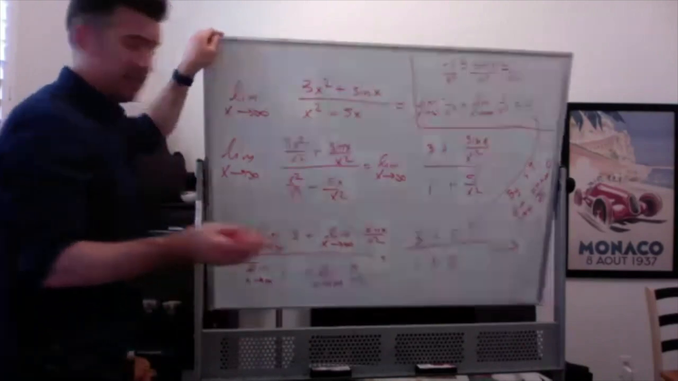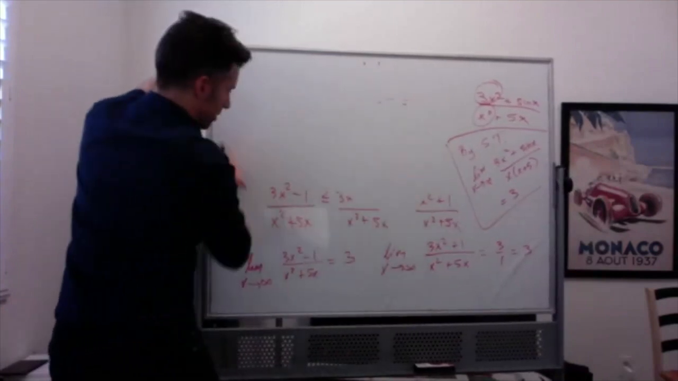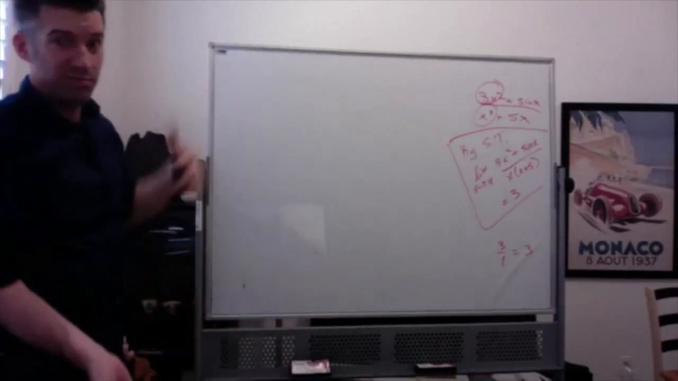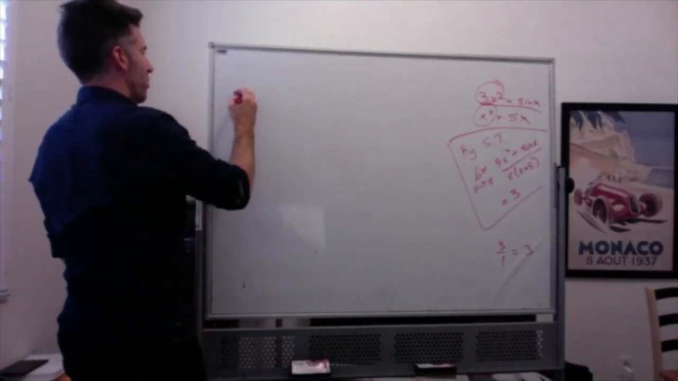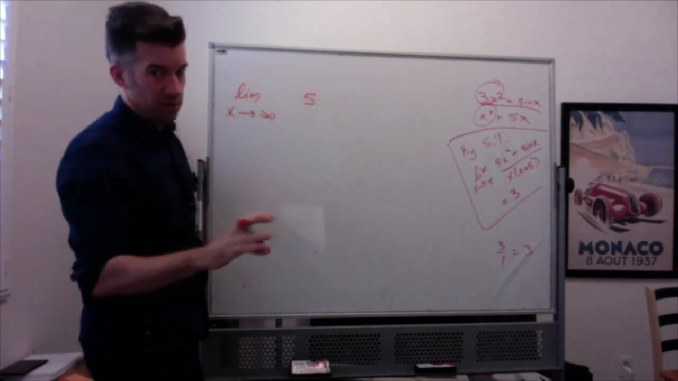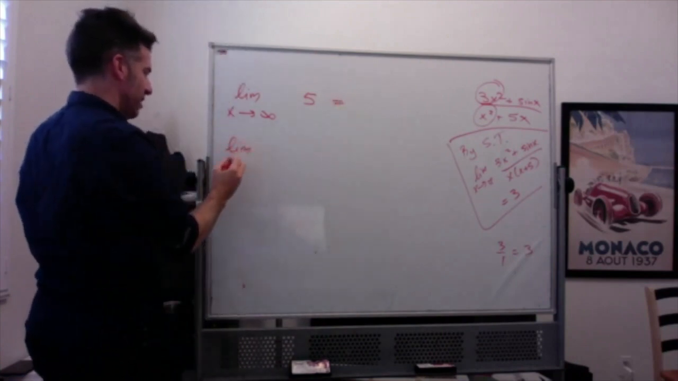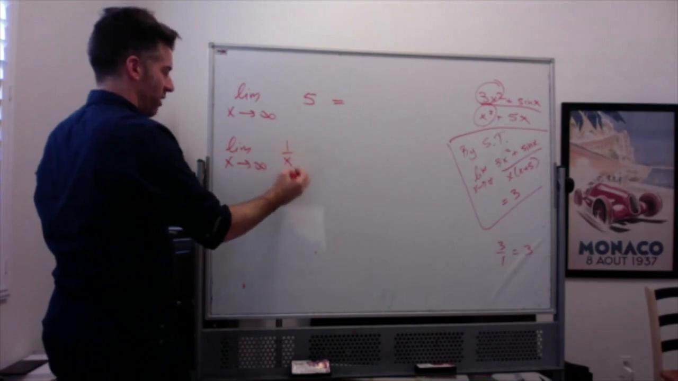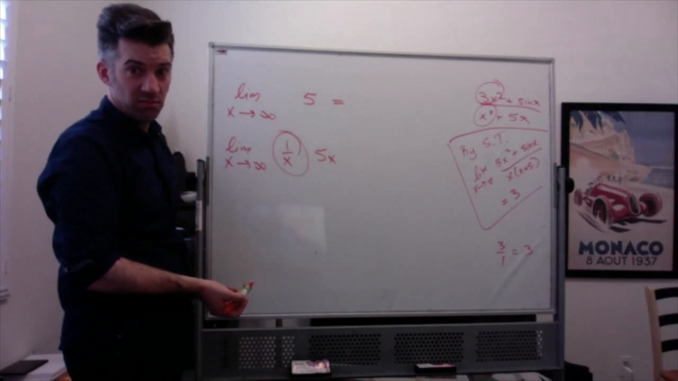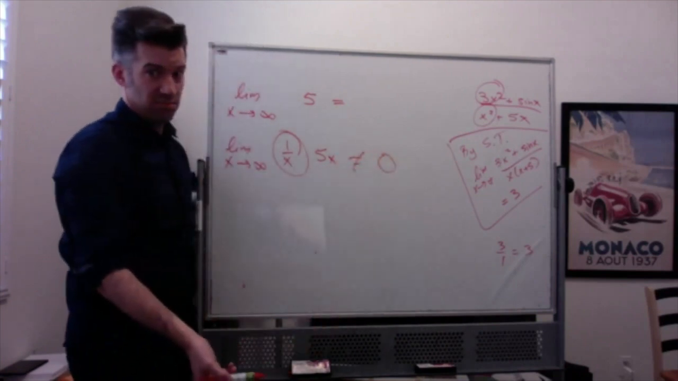You actually bring up a really excellent point, and I'm going to show you an example of this. It's going to feel kind of dumb, but it shows it. What's the limit as x approaches infinity of 5? Well, we know it's 5. But I can't say it's the limit as x approaches infinity of 1 over x times 5x, and then say that's 0, because it's not 0.